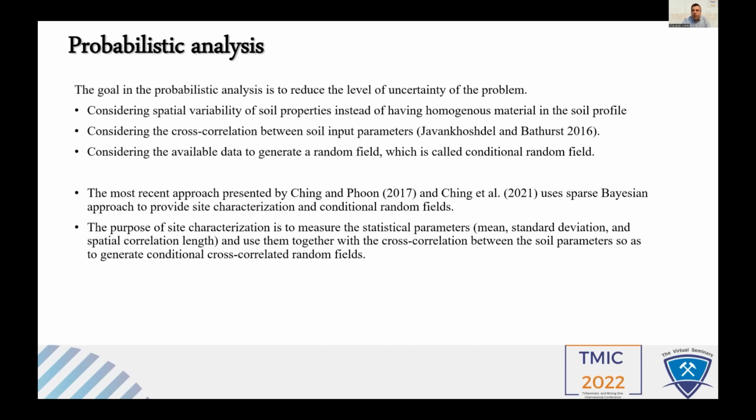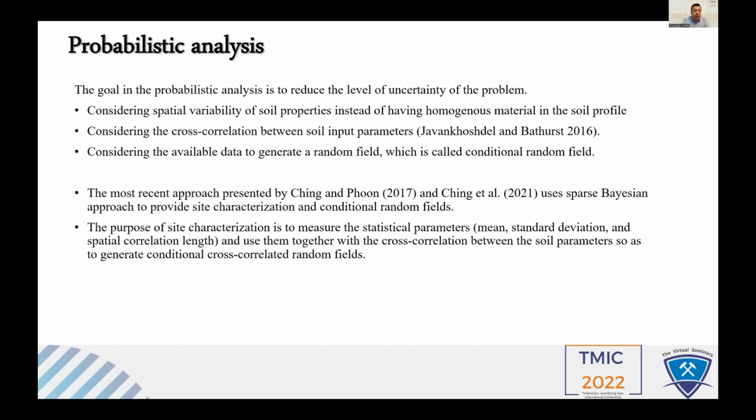There are so many methods to condition the fields. The most recent approach was introduced by Ching and Poon in 2017 and Ching et al. 2021. They use a sparse Bayesian approach to provide site characterization and a conditional random field. These are too much for engineers.